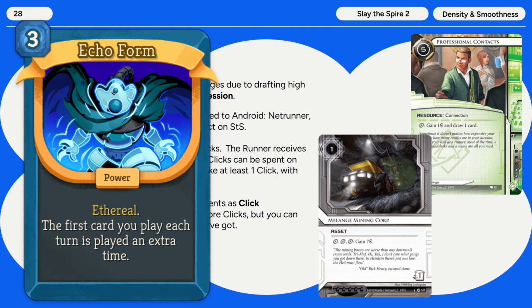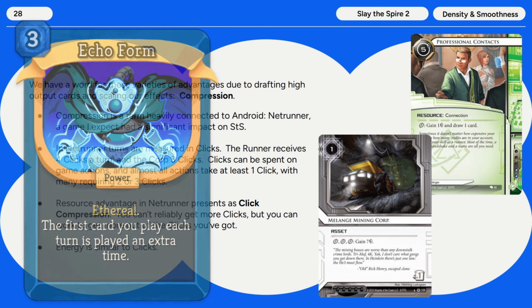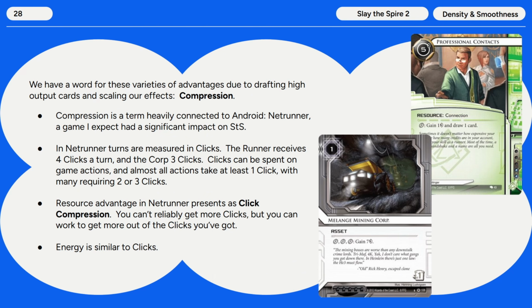You probably are committing a whole turn or potentially multiple turns to playing Professional Contacts, but what it's doing is doubling your click compression. Now, instead of taking 1 credit or instead of taking 1 card, you get both.